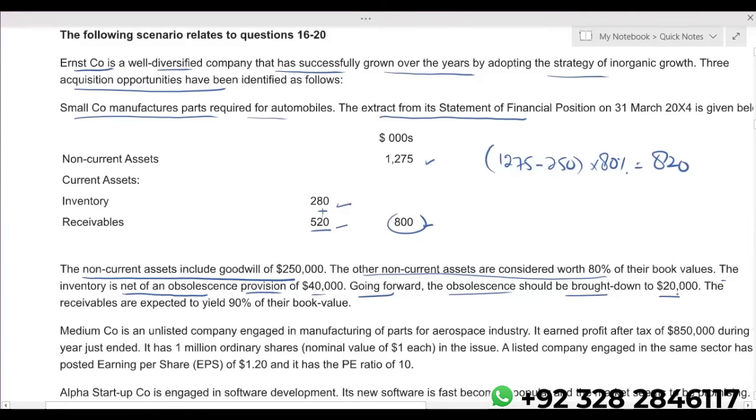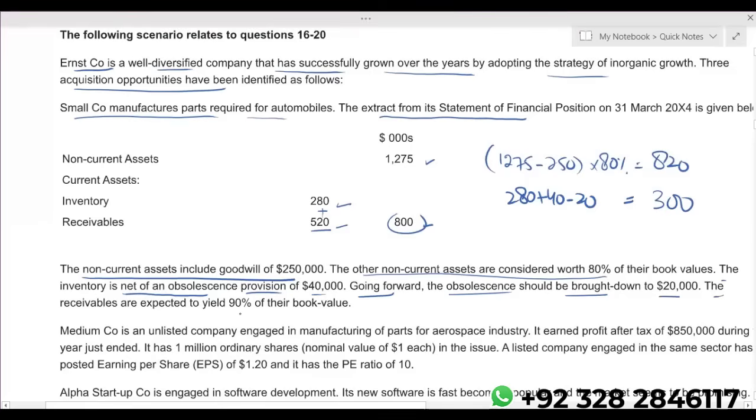Now listen carefully. The value of the inventory, which is written in SOFP, is 280. They have deducted the provision for obsolescence of $40,000. But the question says going forward, the obsolescence provision will not be $40,000, it will be 20. So what should be done? Just adjust the value 280, add the previous provision, deduct the expected new provision. So 280 plus 40 minus 20, I'm getting 300.